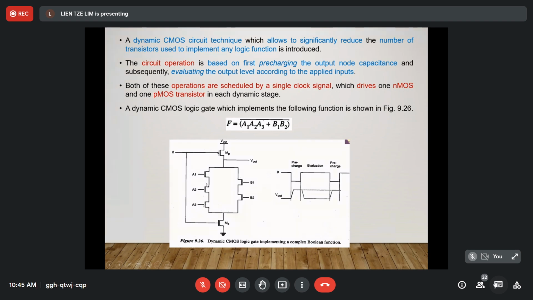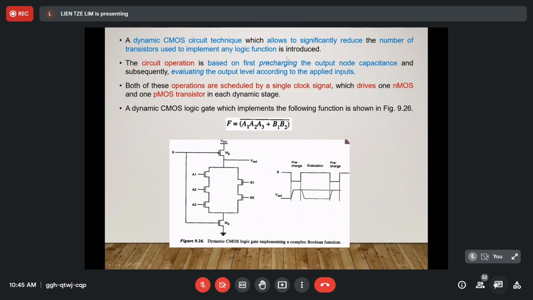Okay, so this is the dynamic CMOS circuit. Before I cover the domino logic circuits and the NORA logic circuit, this is one of the dynamic logic circuits that I will introduce to you first. A dynamic CMOS circuit technique which allows significantly reducing the number of transistors used to implement any logic circuit is introduced. In a dynamic CMOS circuit, it can also be used to implement complex Boolean functions.